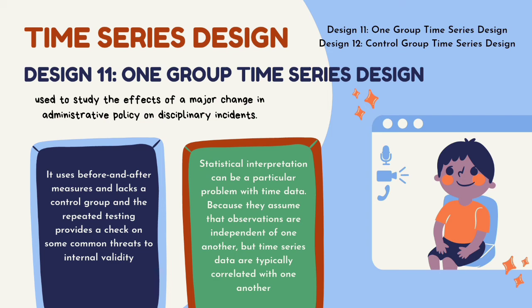It uses before and after measures and lacks a control group, and the repeated testing provides a check on some common threats to internal validity. Statistical interpretation can be a particular problem with time series data. The usual tests are not appropriate with time series design because they assume that observations are independent of one another, but time series data are typically correlated with one another.